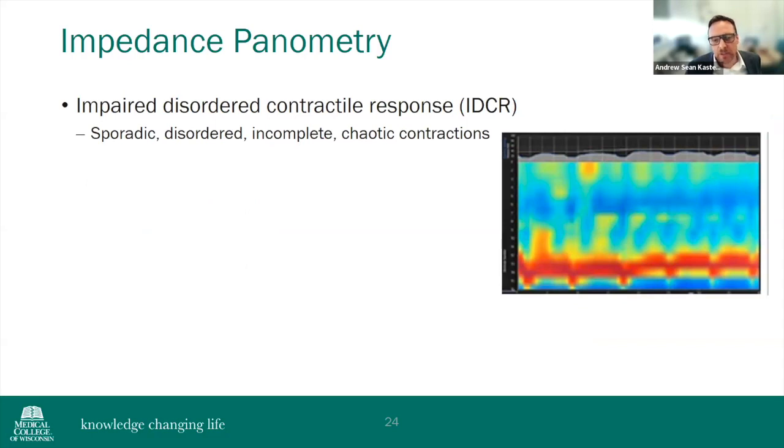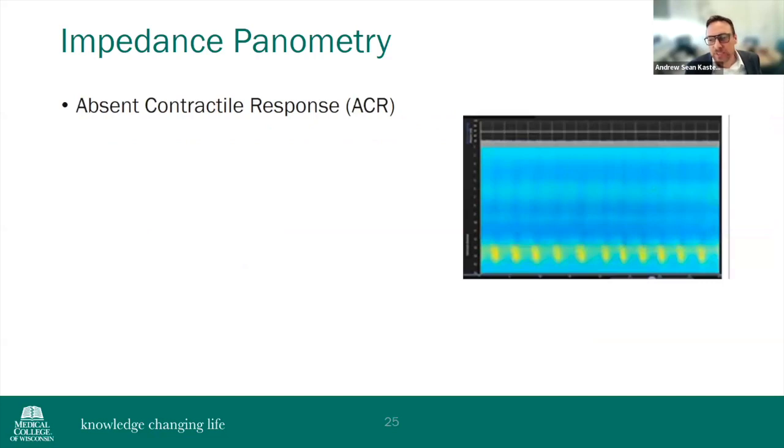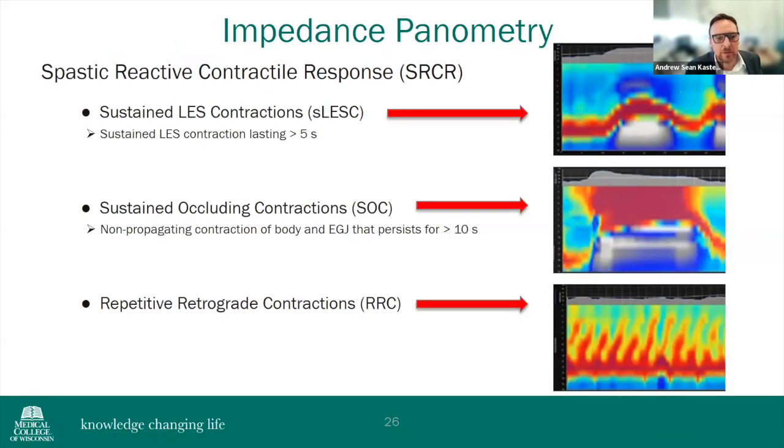Impaired, disordered contractile response, you see over here on the right. It's sporadic, disordered, incomplete, chaotic contractions. Absent contractile response is pretty self-explanatory. You really have nothing going on.